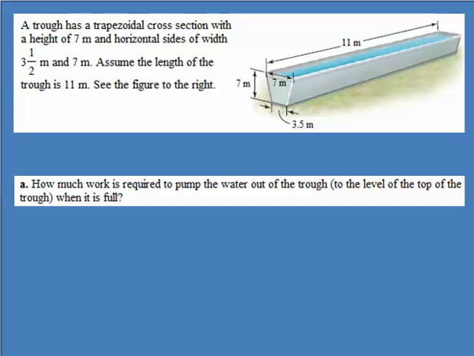6.6.29. A trough has a trapezoidal cross-section with a height of 7 meters and horizontal sides of width 3.5 meters and 7 meters. Assume the length of the trough is 11 meters. How much work is required to pump the water out of the trough to the level of the top of the trough when it is full?